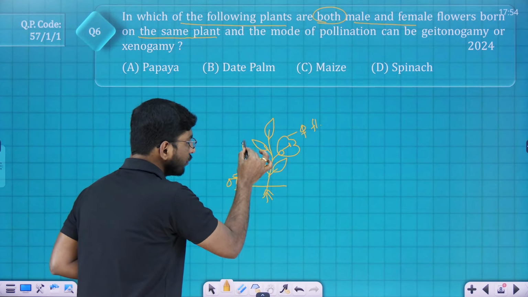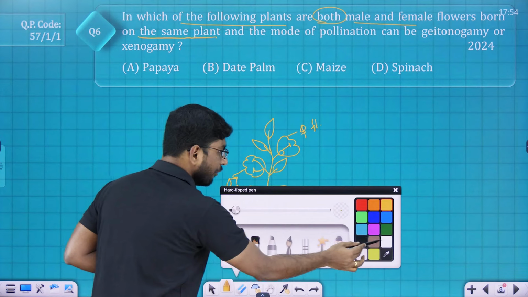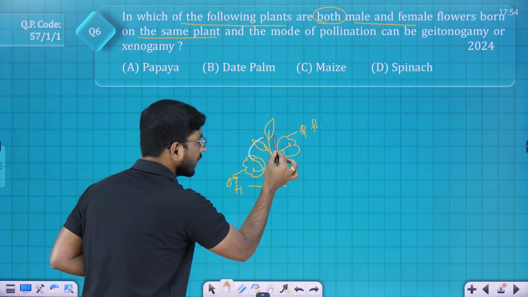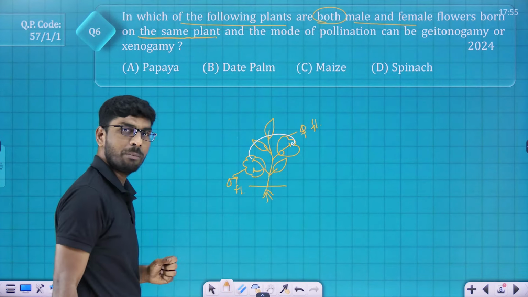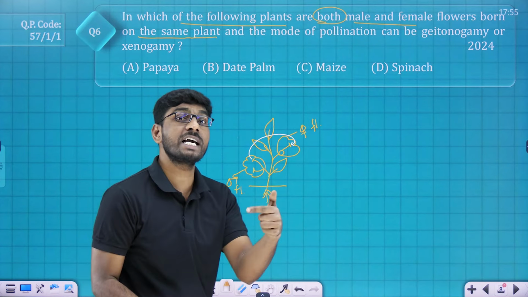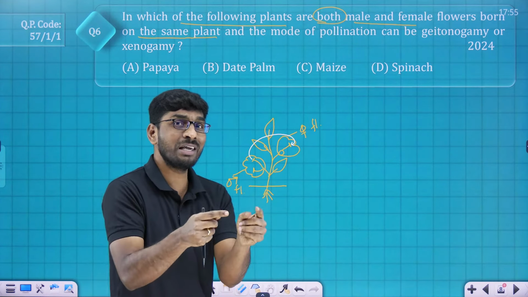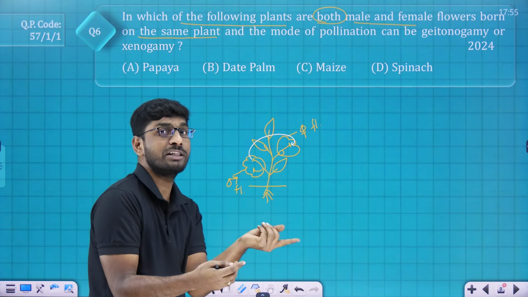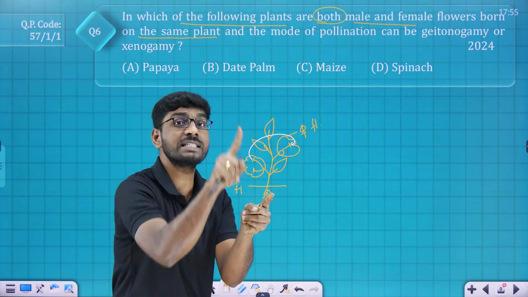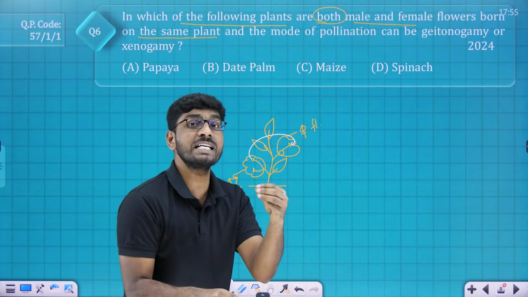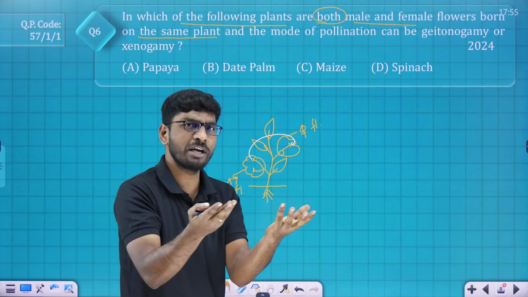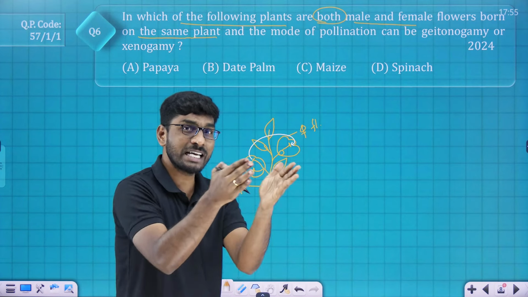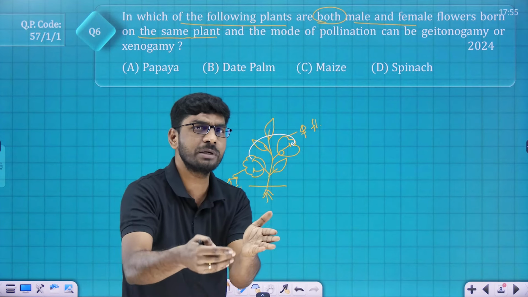One flower, anther to stigma. Now I'm writing here. One flower, anther to stigma. There is a chance of pollen grain drop. We know this is called geitonogamy. Geitonogamy is that pollination, transfer of pollen grain from one flower's anther to the other flower's stigma of the same plant. We call it geitonogamy. Xenogamy usually takes place. Xenogamy takes place, and geitonogamy also takes place.